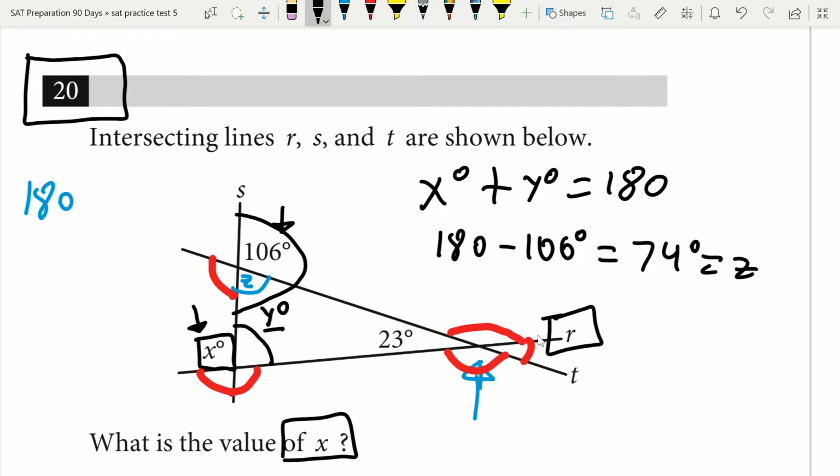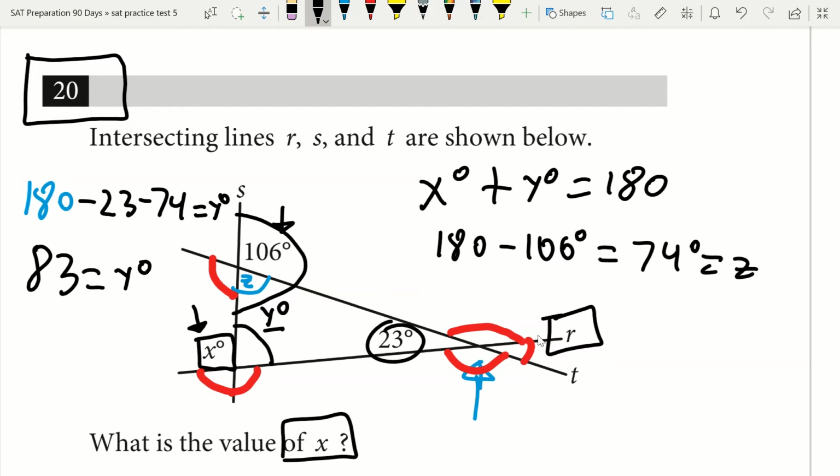Okay, now we've solved for angle z. We know angle z plus this 23 degrees subtracted from 180 is going to give us angle Y. So we do 180 minus that 23 degrees, then minus that 74 degrees, okay, and that's going to give us angle Y. When we do that, we can go ahead and do this in our heads. 74 and 23 together are going to give us 97. 180 minus 97, that is going to leave us with, I believe, 83. It will leave us with 83. So 83 then will equal our angle Y.